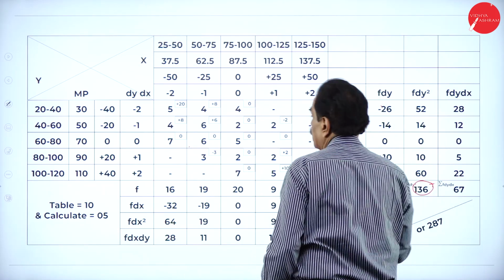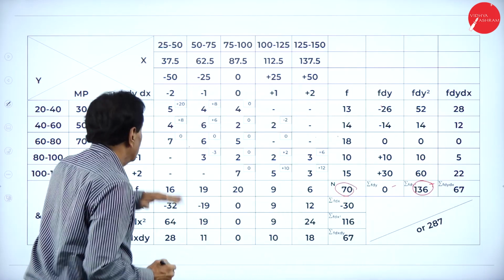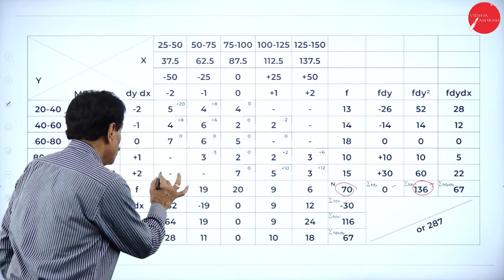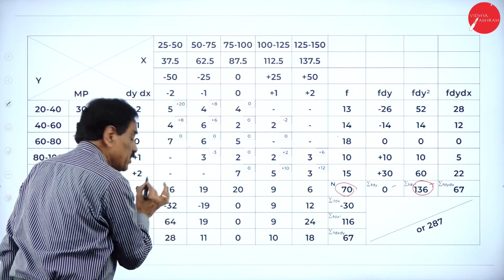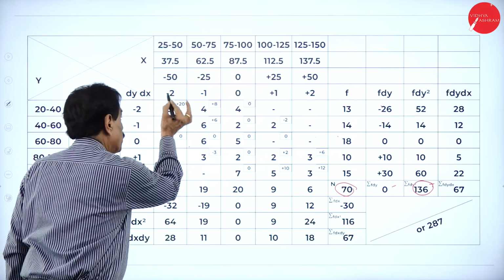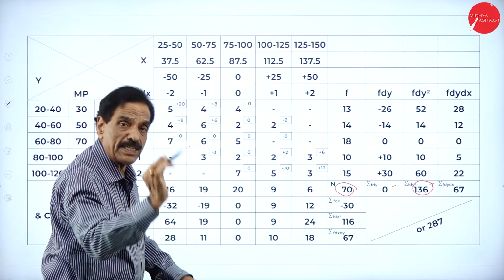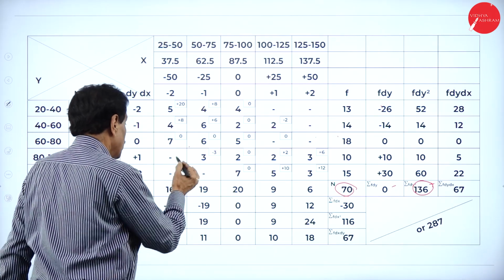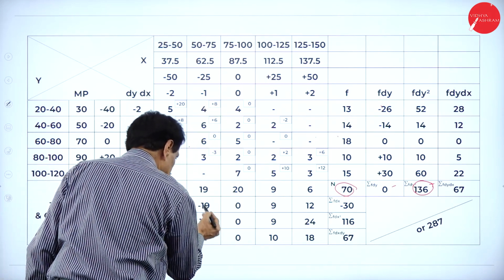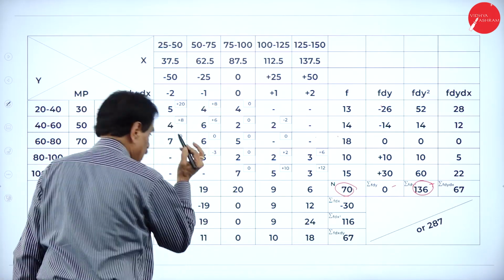Come back here, same thing. Likewise, 16 into minus 2, minus 32. 32 into minus 2, plus 64. Minus into minus is plus. 19 ones are minus 19. 19 ones are plus 19.